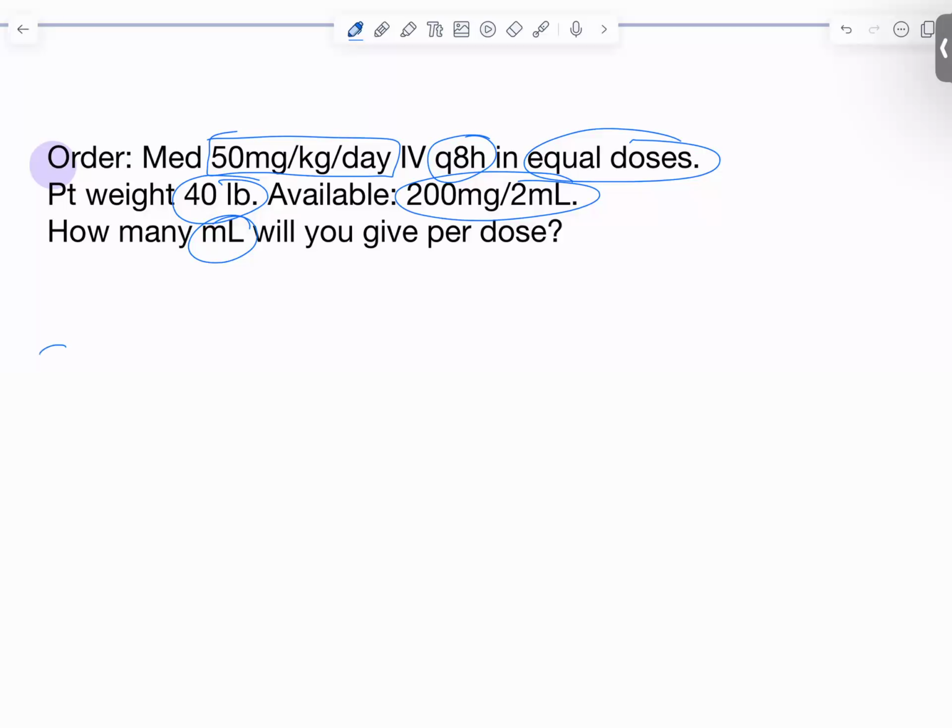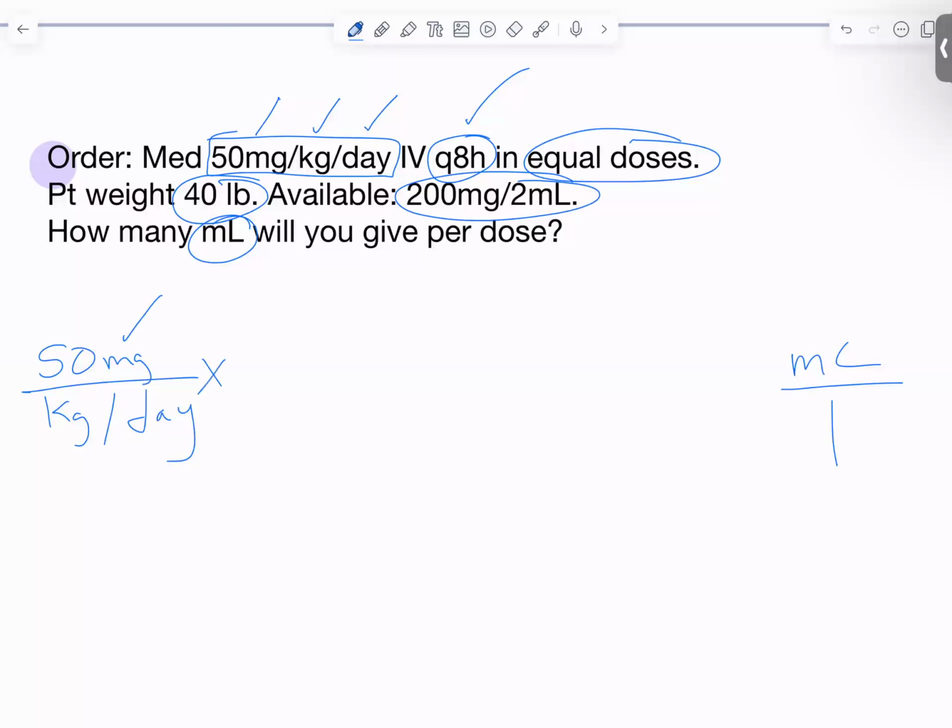So we start with our given. It's 50 milligrams per kilogram per day. The order is 50 milligrams per kilogram for the entire day, for an entire 24 hours. And he's saying we're going to divide it though in every 8-hour doses. I'm solving for milliliters. So you see everything I have to eliminate just to get to milliliters. So it's just a matter of what you want to get rid of first. So let's get rid of milligrams first.